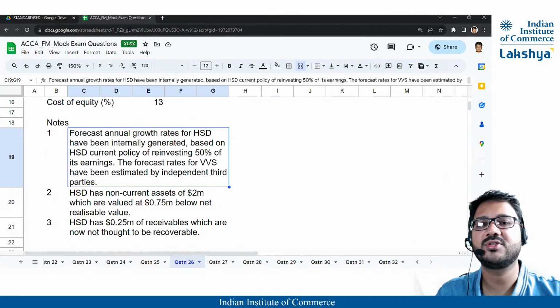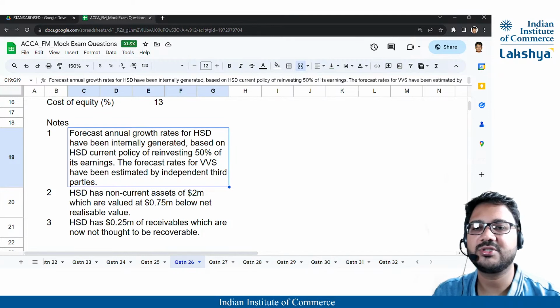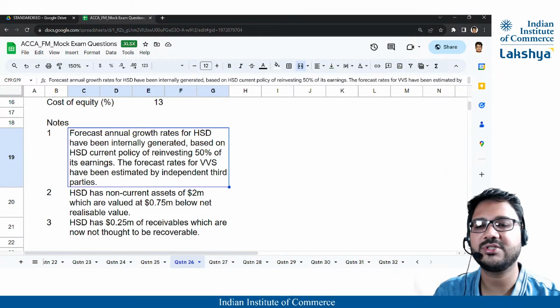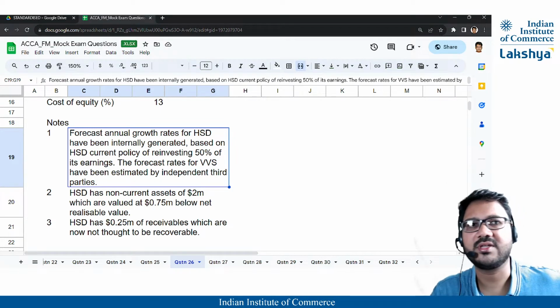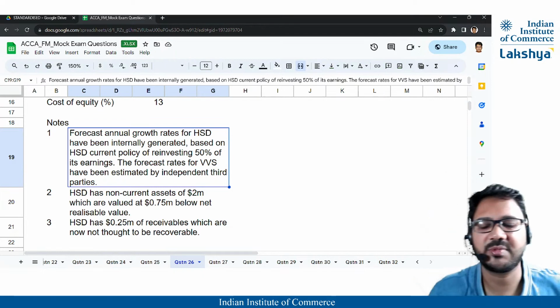Forecast annual growth rates for HSD have been internally generated based on HSD's current policy of reinvesting 50% of its earnings. So its reserves are growing at 50% of the earnings, and earnings also are growing. Forecasted rates for VVS have been estimated by an independent third party. Not a very important piece of information for us from an exam point of view.